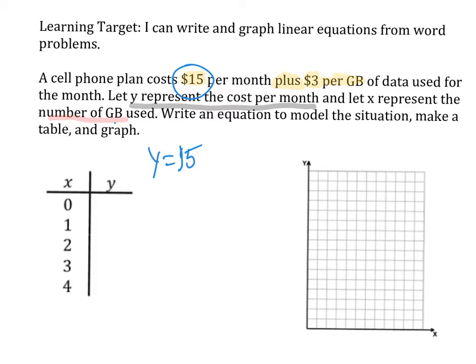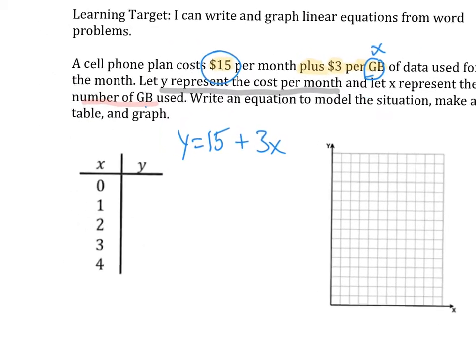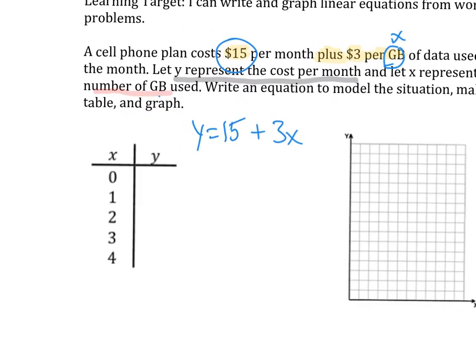We'll write the 15 there, and then plus $3 per gigabyte. We know that per means multiply, and gigabytes are our variable x. So we can say plus 3x. Now if we're going to fill in this table, we want to substitute those values in for x to figure out what our output is.